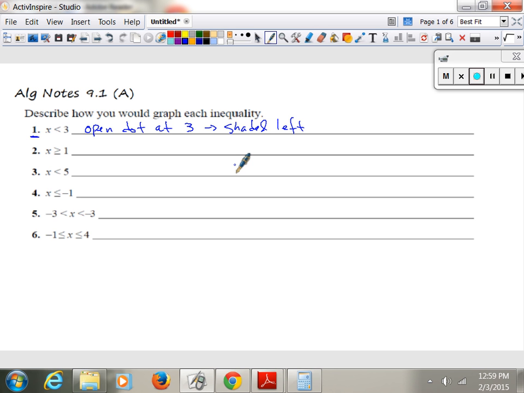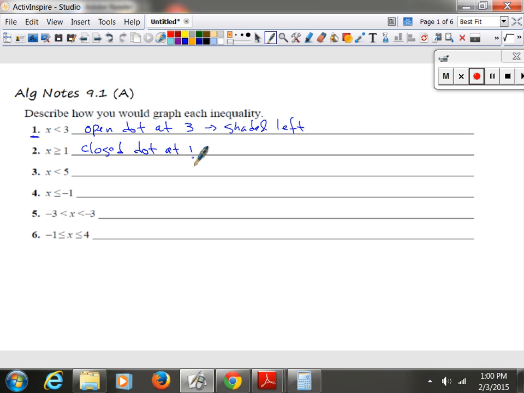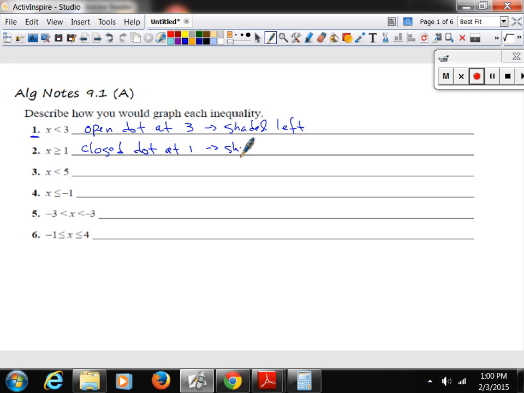Number 2, open, closed? Closed dot to the right. Agree? Okay, closed dot at 1. Don't forget to say 1. Closed dot at 1, shaded right.